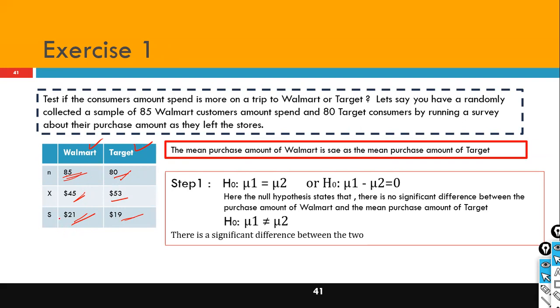Now we need to find out whether there is any difference between the amount spent by Walmart and Target customers. Here you can define the null hypothesis like this, H sub 0: we assume there is no significant difference between the mean purchase amount spent at Walmart and the mean purchase amount spent at Target. But in the alternative hypothesis, we say there is a difference between the two.